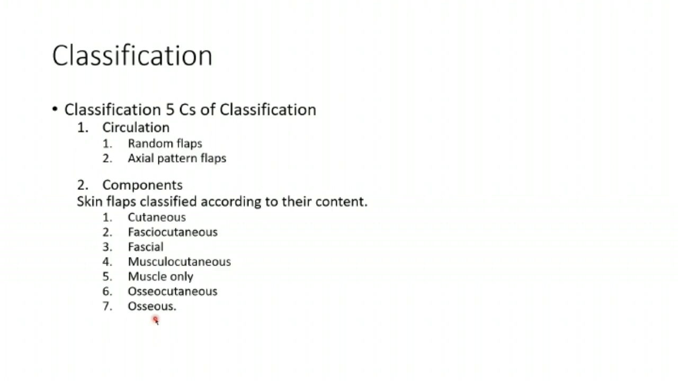If it's just skin, it is referred to as a cutaneous flap. If it is fascia and skin, it's a fasciocutaneous flap. If it is just fascia, it's a fascial flap. If it's muscle and skin, musculocutaneous. If it's muscle only, it's a muscle flap. If it's bone and skin, it's an osteocutaneous flap. If it's just bone, it's an osseous flap.